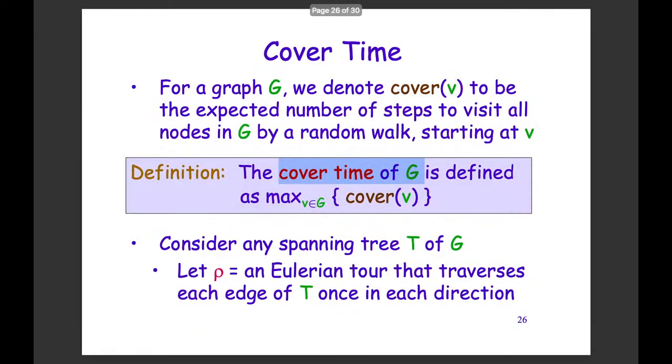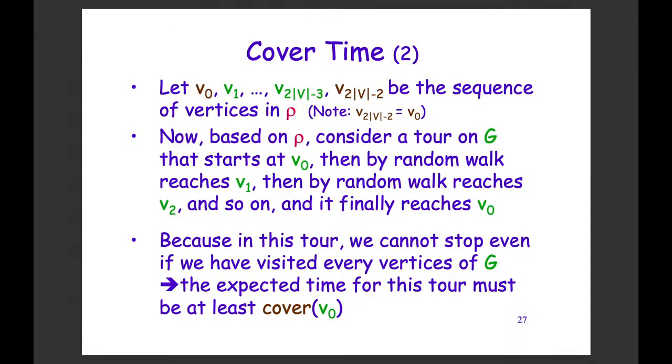So let's do this again. We have a spanning tree T. Based on T, we make an Euler tour on this tree T. We let rho be the Euler tour. Using the Euler tour is a good way of traveling each edge at least once and coming back to itself. So let's say we use V0, V1, V2 up to V.